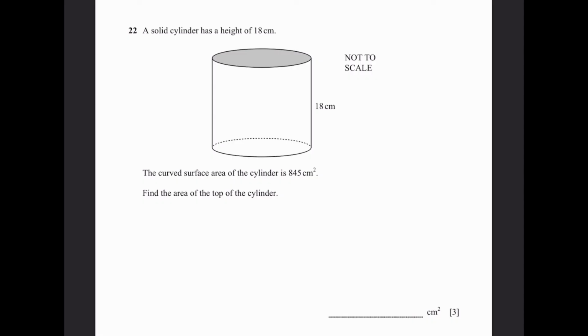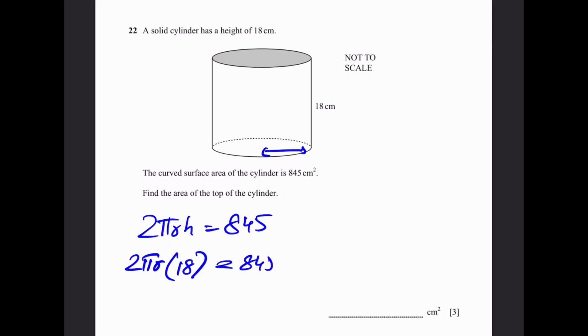Question 22. A solid cylinder has a height of 18 centimeters. The curved surface area is 845 centimeters squared. Find the area of the top of the cylinder. To find the area of the top, first we need to find the radius of the cylinder. So the curved surface area is going to be 2 pi r h, and that's 845. And in this case, 2 pi r times 18, which is the height, that's 845.